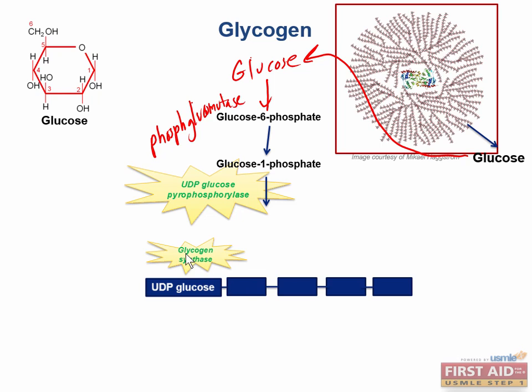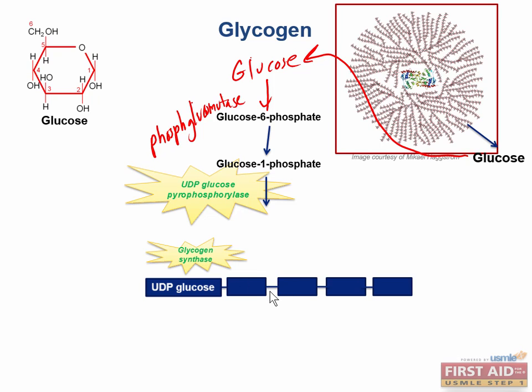Glycogen synthase is going to be activated by glucose 6-phosphate molecules. So if you have a lot of glucose 6-phosphate building blocks, well, you might as well store it as glycogen. So here we see a lot of alpha 1,4 bonds to create a nice long glycogen chain.